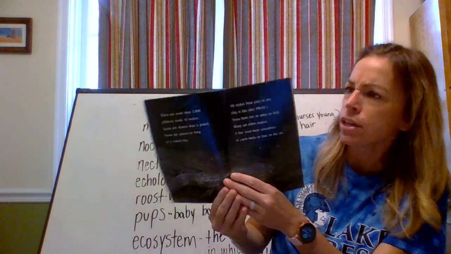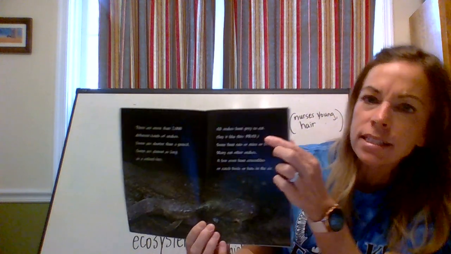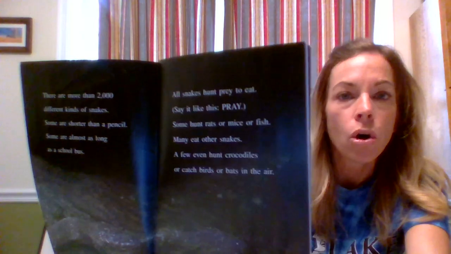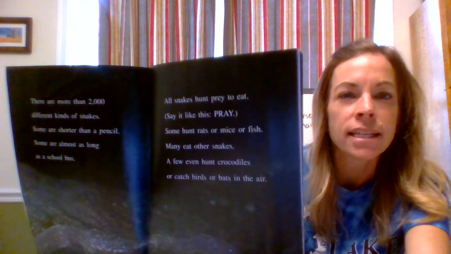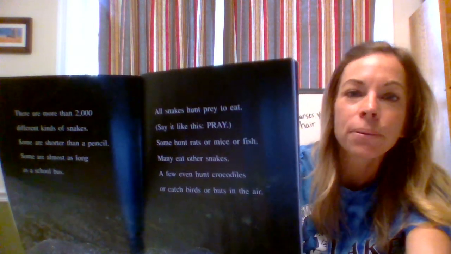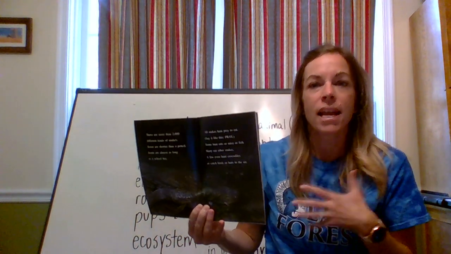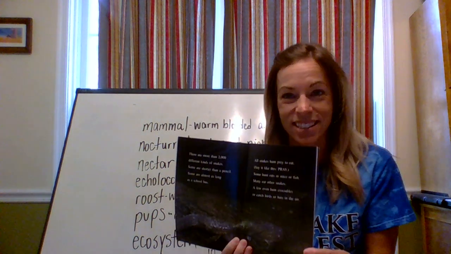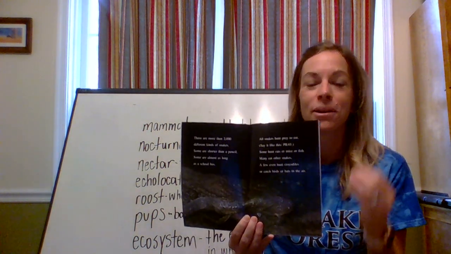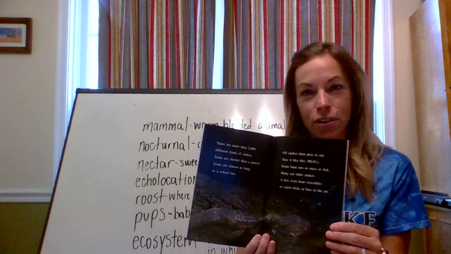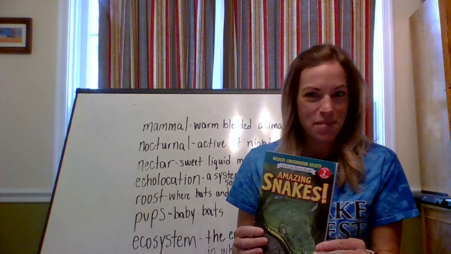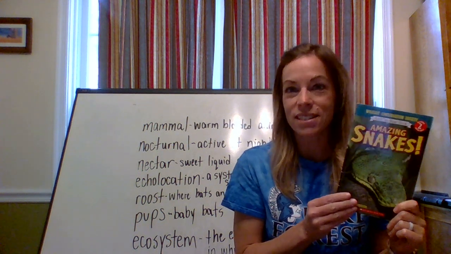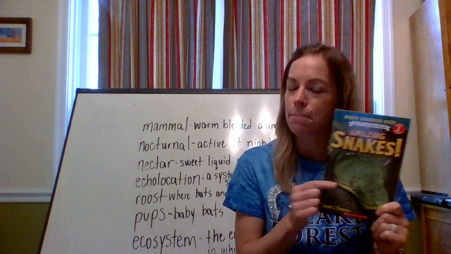That's interesting. Look at that. I see a pronunciation key. It's helping me say that word. So it says, all snakes hunt prey to eat. You say it like this, prey. So that's teaching me how to say these complicated or advanced words. Sometimes when we read informational text, there are some big words, and there are a lot of other features that are going to help us know that this is informational. So that's my first example.